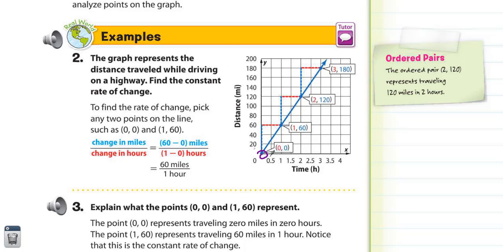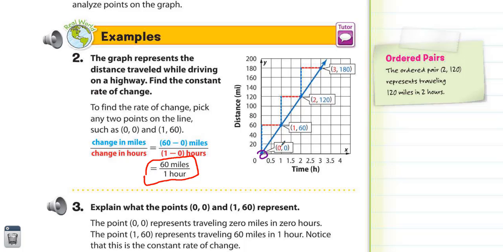So as we look at those points, and by the way, this is a proportional relationship. Points make a straight line, and it goes through the origin. As we look at that change, we see for every 1 hour change, there's a 60-mile change. So we can say that our constant rate of change right here is 60 miles an hour.